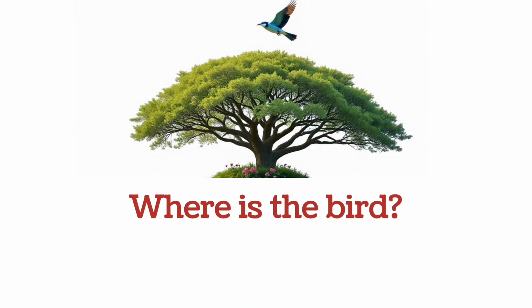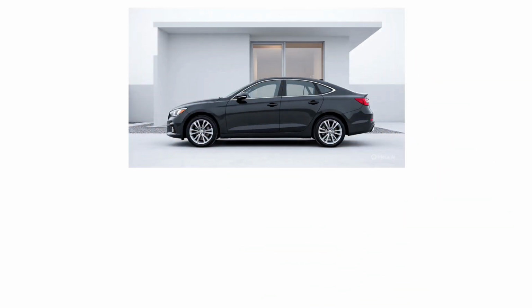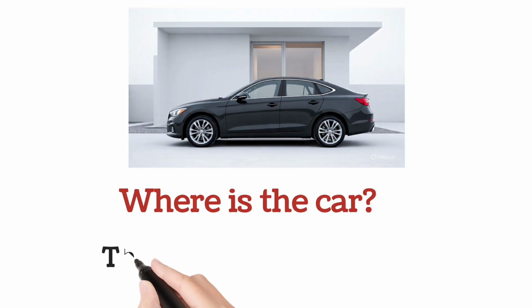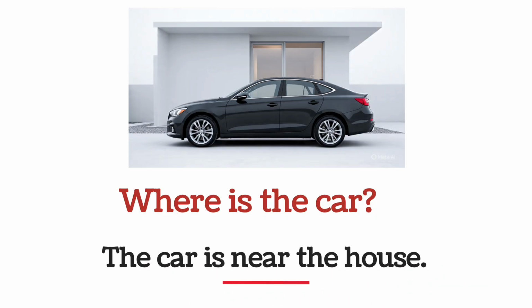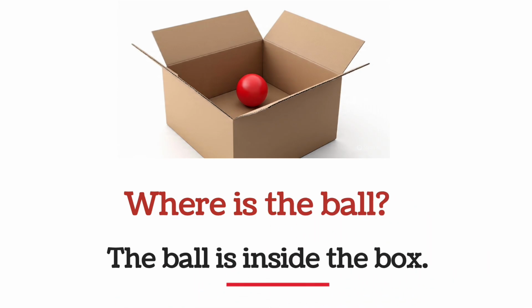Where is the bird? The bird is above the tree. Where is the car? The car is near the house. Where is the ball? The ball is inside the box.